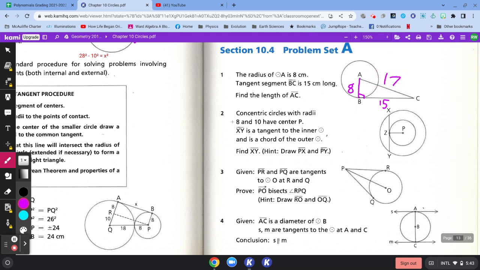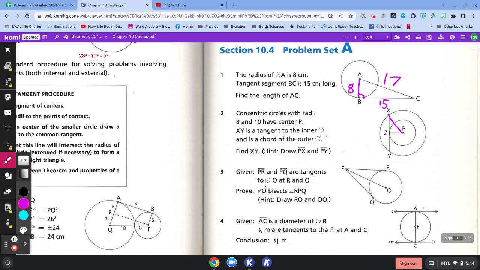Yay! Okay, number 2, concentric circles with radii 8 and 10 have a center of P. XY is tangent to the inner circle and is a chord in the outer circle. Okay, and so we want to find what XY is, and we're given a hint, which is to draw PX and PY. So you should pause the video.